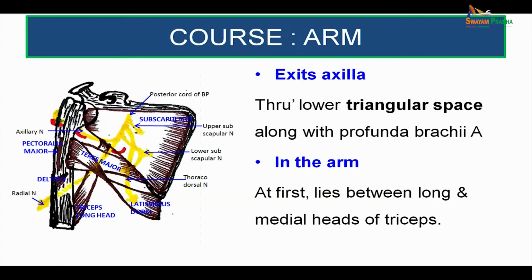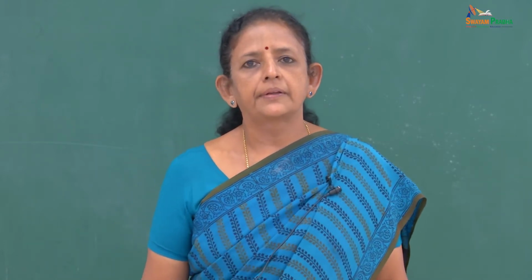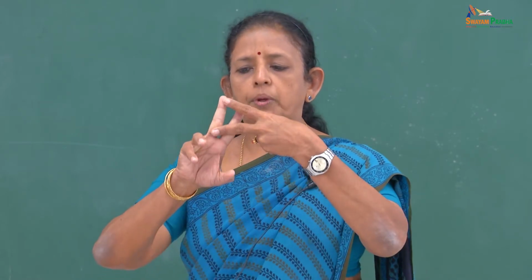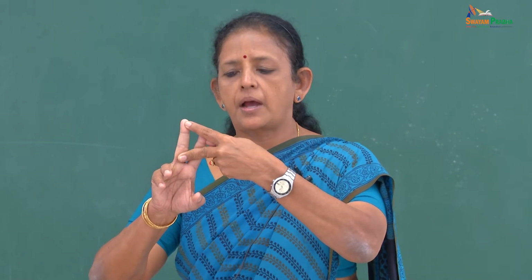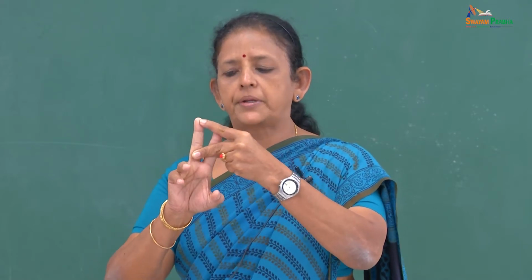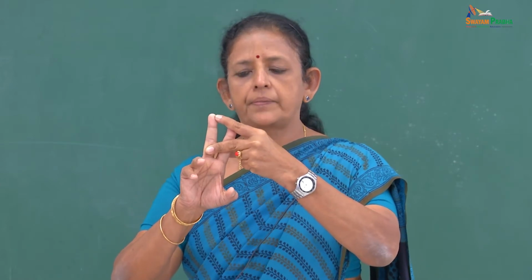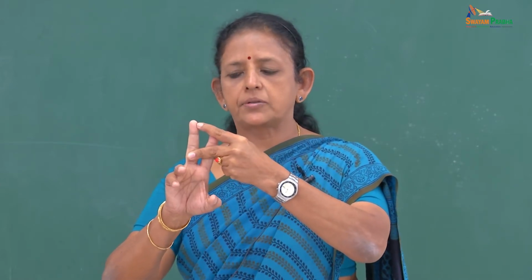Now, as the nerve exits the axilla, it enters into the arm through the lower triangular space along with the profunda brachii artery. Now, what are these spaces? These are potential spaces formed in relation to the various muscles attached to the scapula. So, we have an upper triangular space, a quadrangular space and the lower triangular space. It is the lower triangular space that is of interest today.